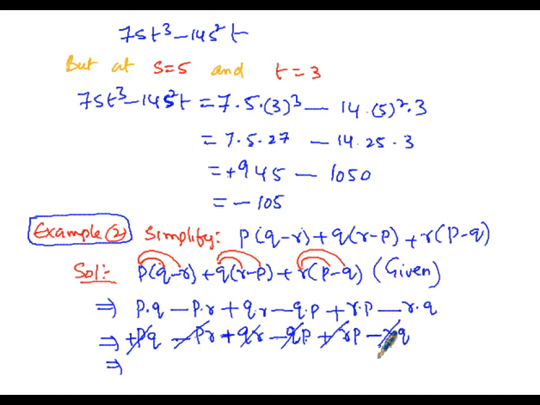So each and every term gets cancelled, so here nothing is left over, which is nothing but 0. Therefore, by simplification of p into q minus r plus q into r minus p plus r into p minus q, the resulting expression is 0, which is nothing but the result.